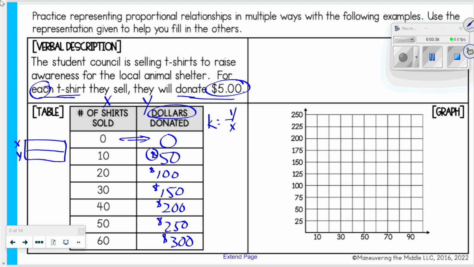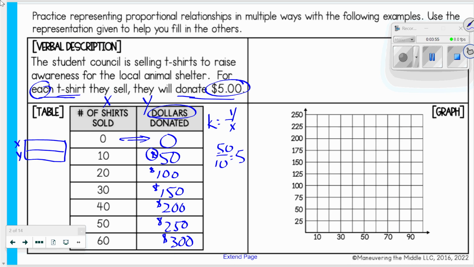So that means I can take any of these numbers except 0. Mathematically, we haven't figured out how to divide by 0 yet, so we can't do that. But any of those other entries, I can use any of them. It doesn't matter. I prefer to use the smallest one because that's going to make the numbers easiest to do. So I would just say it's going to be 50 over 10. 50 divided by 10 is 5. I now have my k value.